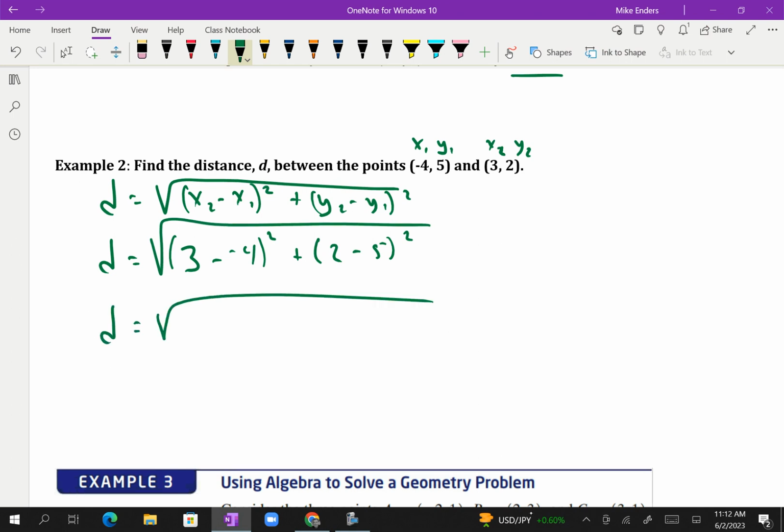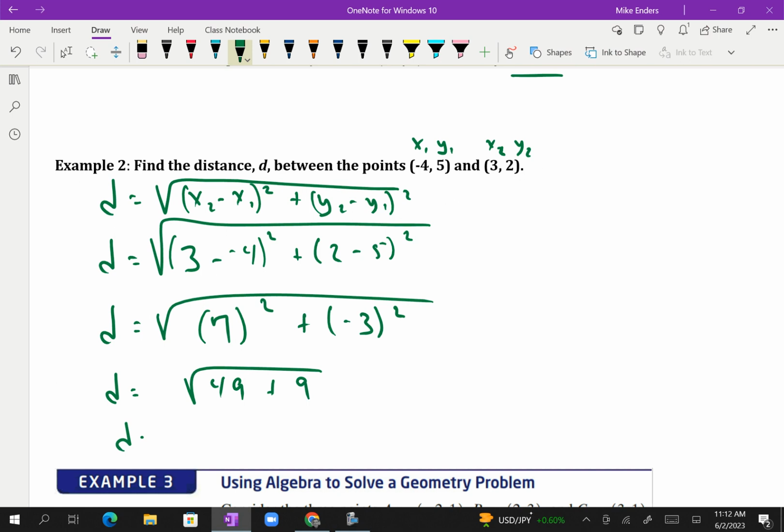So now our distance equals, let's see, we got 3 minus negative 4. Double negative turns that into a positive, so that becomes 7. So we got 7 squared. 2 minus 5 is negative 3, and we'll square that. So 7 squared is 49. The square of negative 3 means negative 3 multiplied by negative 3, so that's positive 9.